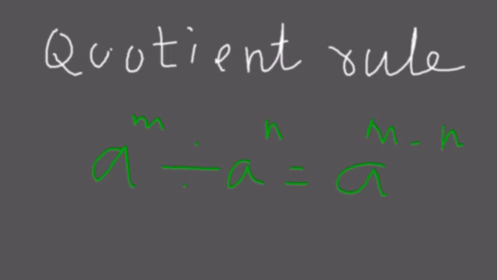Second rule, quotient rule. a power m divided by a power n equal to a power m minus n. Base equal, then in between the division symbol is there. So, we can subtract the powers. Okay. This is the quotient rule.